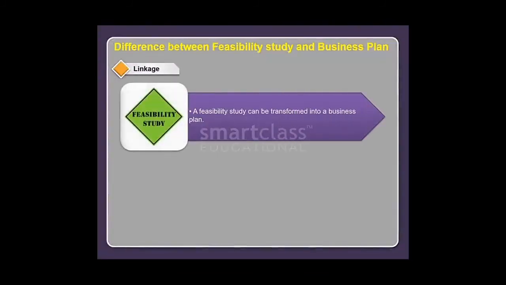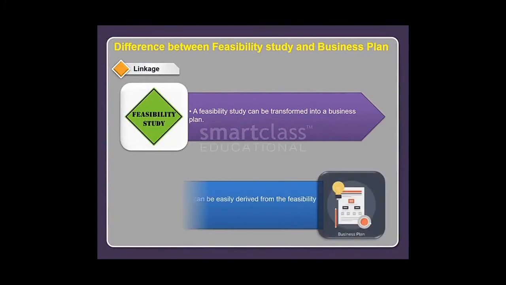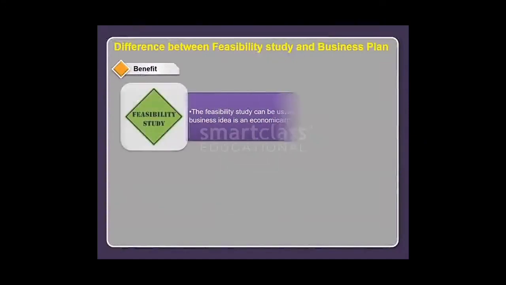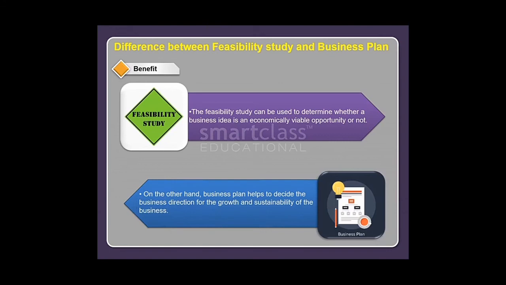Linkage. A feasibility study can be transformed into a business plan. A business plan can be easily derived from the feasibility study. Benefit. The feasibility study can be used to determine whether a business idea is an economically viable opportunity or not. On the other hand, a business plan helps to decide the business direction for the growth and sustainability of the business.